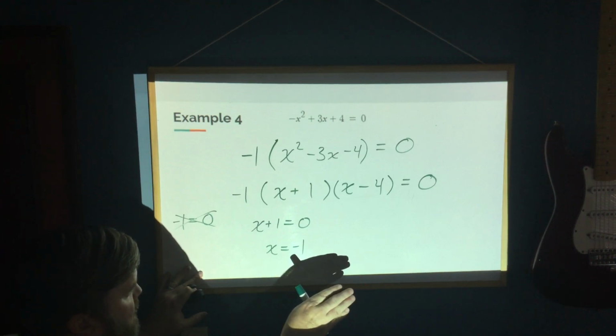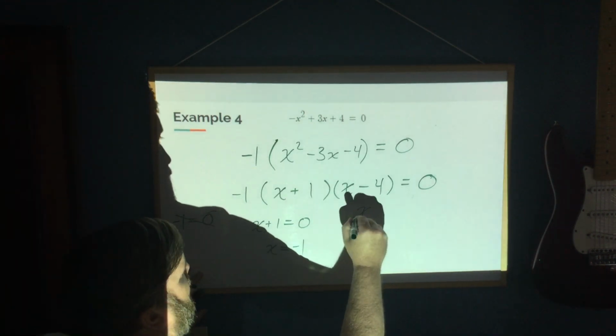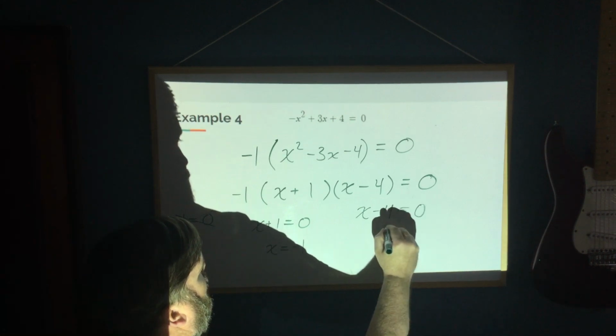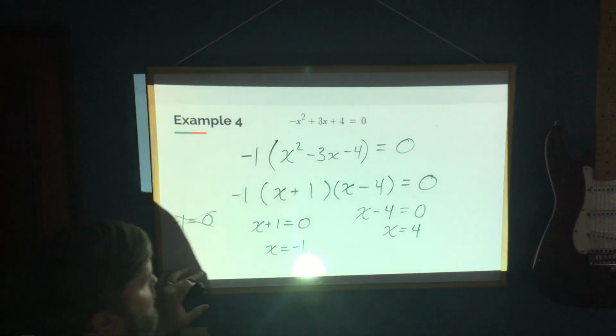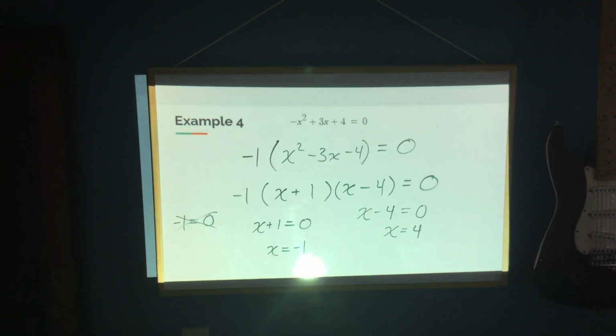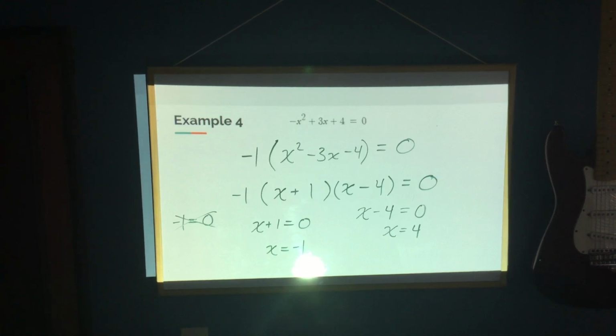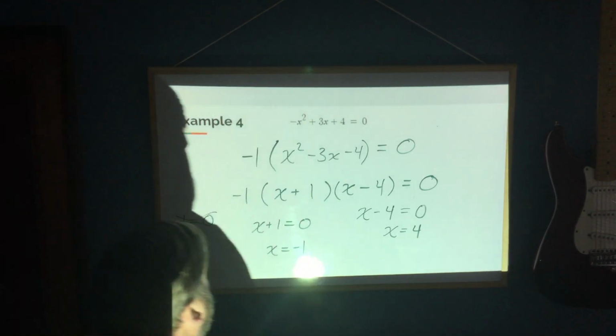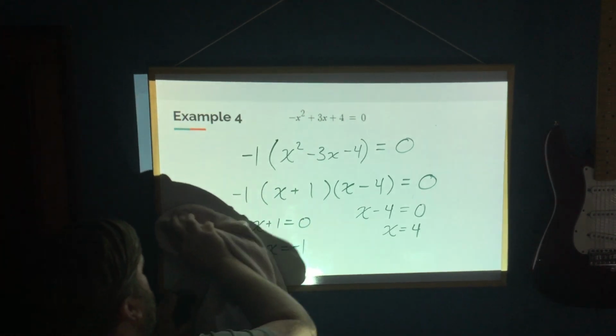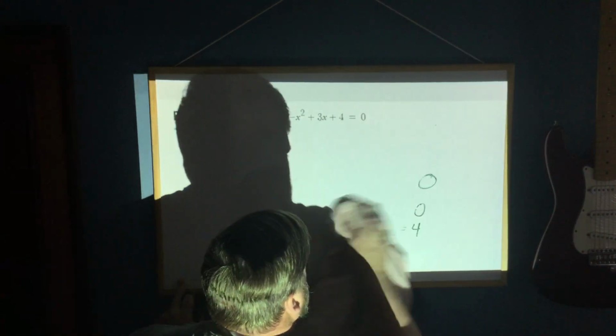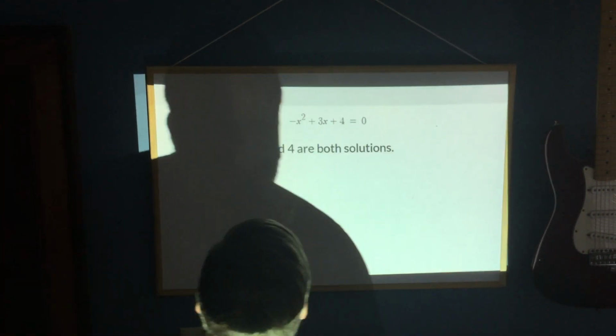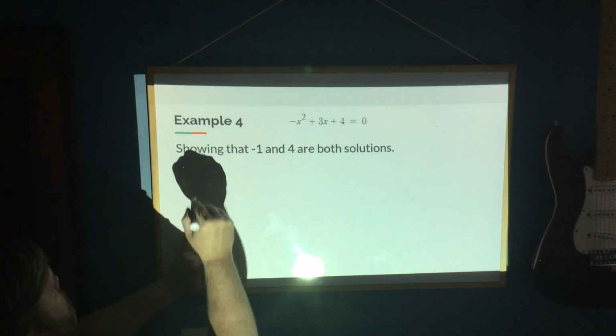That just says x equals -1. And then x minus 4 equals 0. X equals 4. So the two solutions to this quadratic equation are -1 and 4. So I'm going to show that they are.